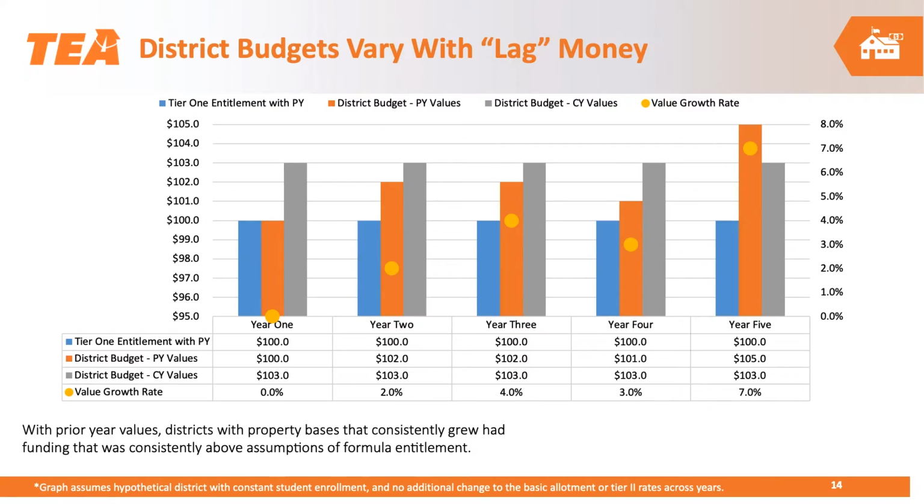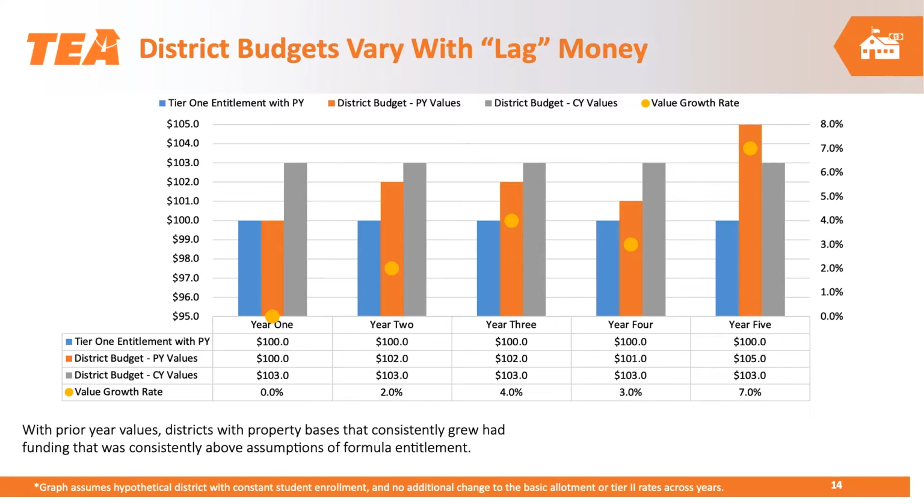Here's another slide which helps us to discuss the differences between current year and prior year values and the impacts that it had on state district budgets over a 5-year period. You can see that each one of these clusters of bar charts represents a year, years 1 through 5. And we have the blue entitlement line on the left-hand side of each cluster.